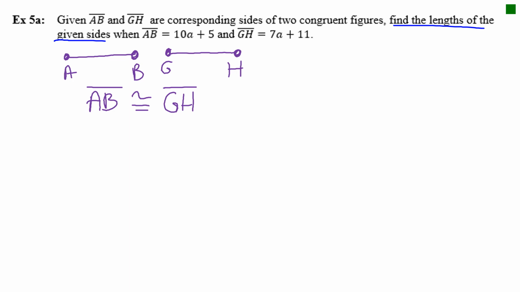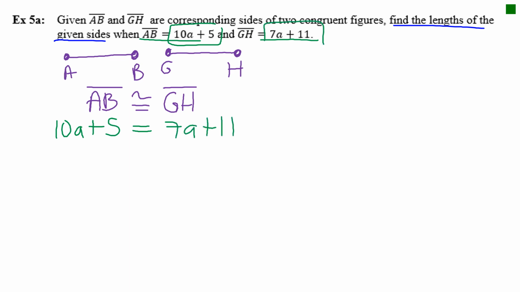We're told that AB is 10A plus 5, and that GH is 7A plus 11. But that doesn't give me the actual value of the side because there's a variable there. We need to solve for A. If we need to solve for a variable, that means we need to set up an equation where two things are equal to each other. Line segment AB is congruent to line segment GH, which means that they're equal to each other. They have the same length. So wherever I see AB, I'm going to replace it with the quantity 10A plus 5. Wherever I see the line segment GH, I'm going to replace it with the quantity 7A plus 11. And there's the equation that will allow me to solve for A.